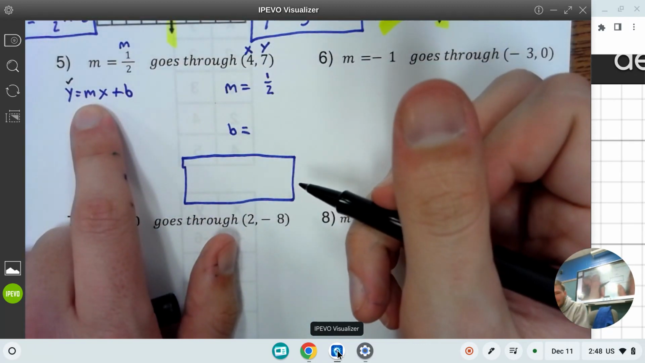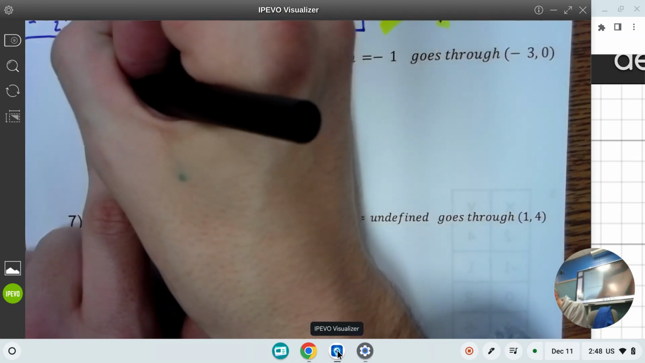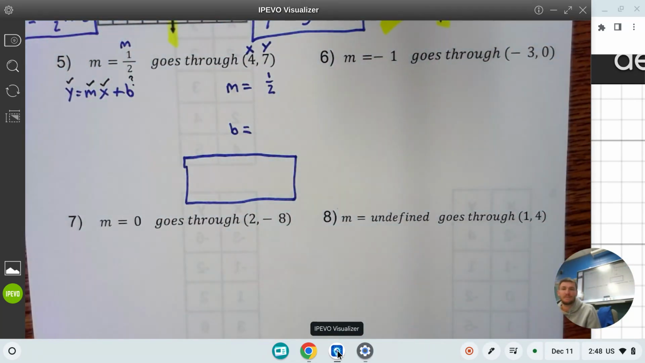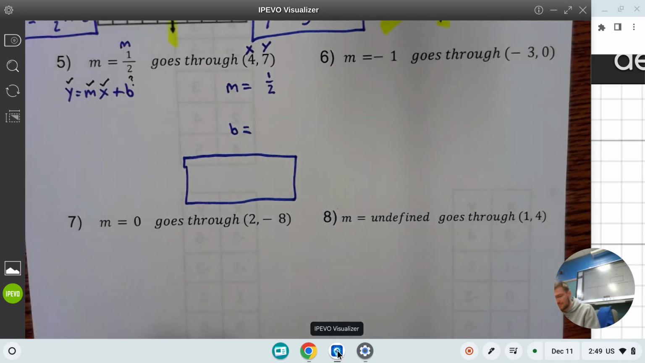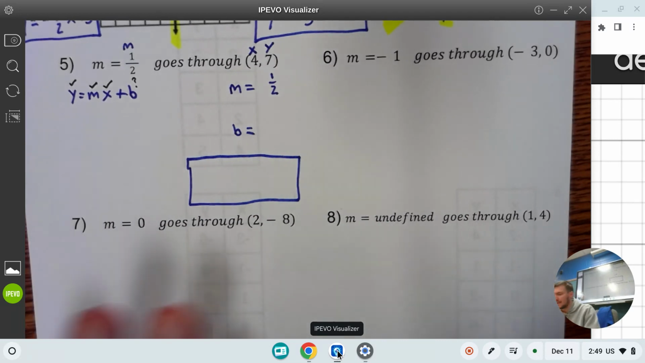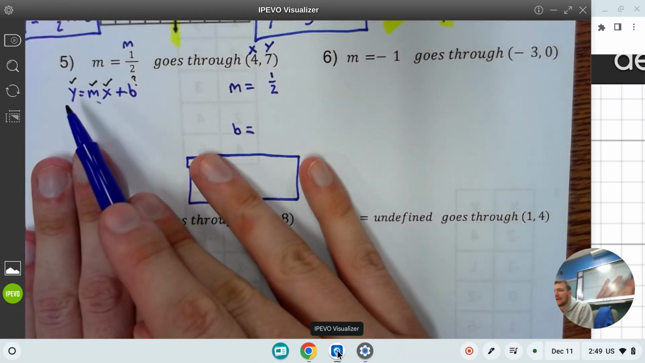Do we know the number for m? Yes, we do. Do we know the number for x? Yes, we do. B, I'll put a little question mark here. B is a mystery. And so that is our plan. We're going to put all those numbers in there, have a plus b, and then we're going to solve for b. What you have to do correct is put the numbers in the right spot. The equation is y equals mx plus b, where the y comes first.